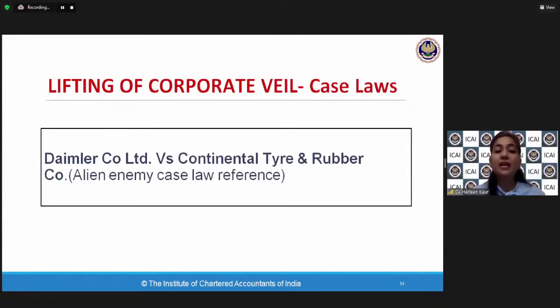अब जैसे कि फॉर एग्जाम्पल मैं आज आपको कराऊंगी Daimler Company Limited versus Continental Tyre and Rubber Company. मैम हमें केस लॉज के नाम याद करने हैं. It is exactly up to you. If you can remember the name of the case law, please learn it. But if you have to remember the contents, yes, because the examiner is going to give you the facts of a respective case and the application of this particular case law will be your answer.